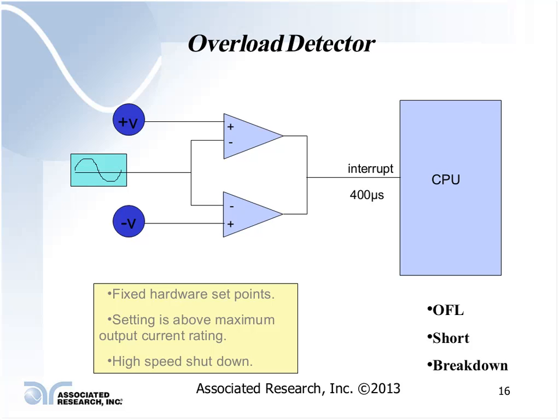The overload detector, again, uses fixed hardware set points, a setting that is above the maximum current rating of the tester. It is also on a high-speed shutdown. It will send an interrupt circuit into the CPU. If the overload detector goes off by itself, it will indicate an OFL. If it goes off immediately upon applying your test voltage, typically you will see short registered on the display. If it goes off in conjunction with the arc detector, it will indicate a breakdown on the display of the instrument.